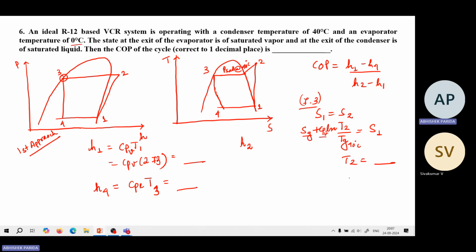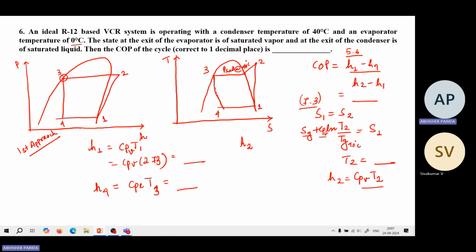Now, once T2 is done, you can find H2 as Cp vapor times T2. Once you find all these enthalpies, you will find the COP. Based on this approach, I think he got somewhere around 5.6, right? Yes, sir, 5.6.